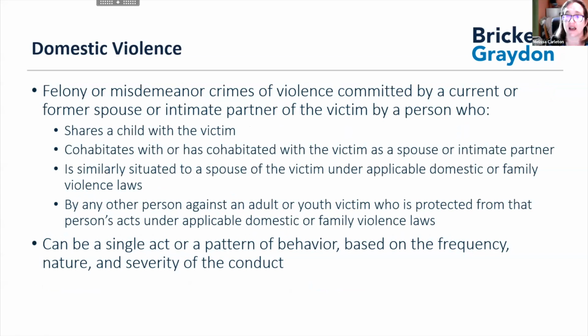It also includes acts against an adult or youth victim who are protected from that person's acts under the applicable domestic or family violence laws. So, and this is a felony or misdemeanor crime of violence. So a little bit more specific on the type of violence, a little bit more specific or elevated type of relationship. And again, just like dating violence, it can be a single act or pattern of behavior based on the frequency, nature, and severity of the conduct.